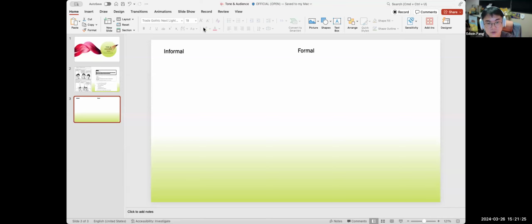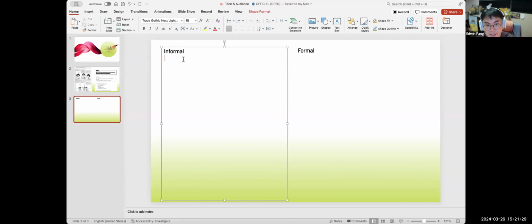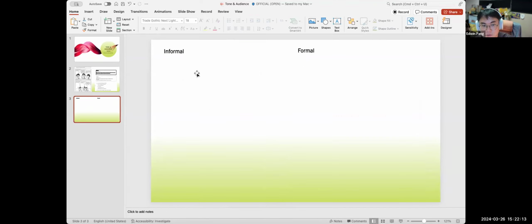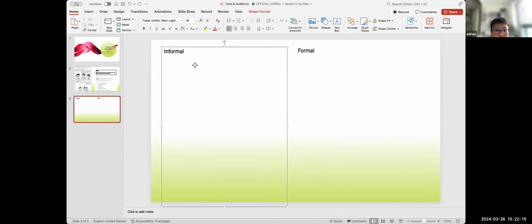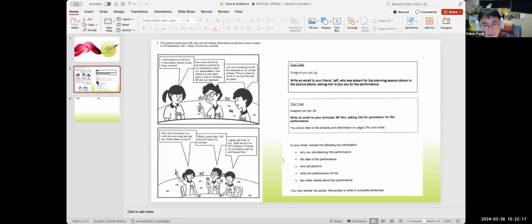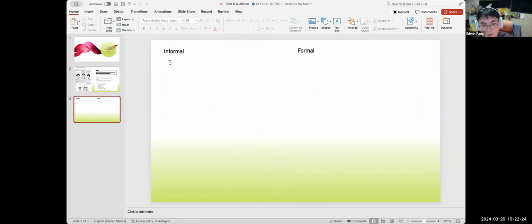Okay, right. So you should see on your screen that this page has been divided into formal and informal. There are some features that formal and informal emails will share. I'm just going to do it like this, easier. And the first feature is always the same. What is the first feature for formal and informal? Thank you. The date. Let's take a look at this, all right? Notice that the school recess was on the 28th of September, 2021. So, Adrian, can you suggest a plausible date for us?